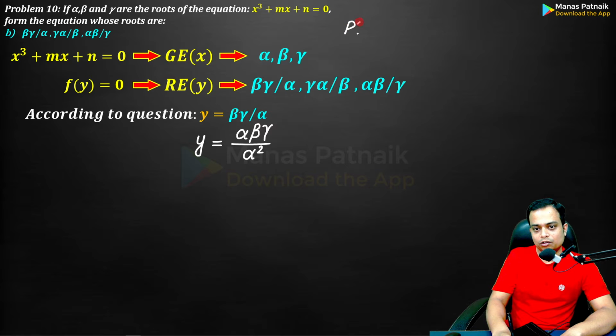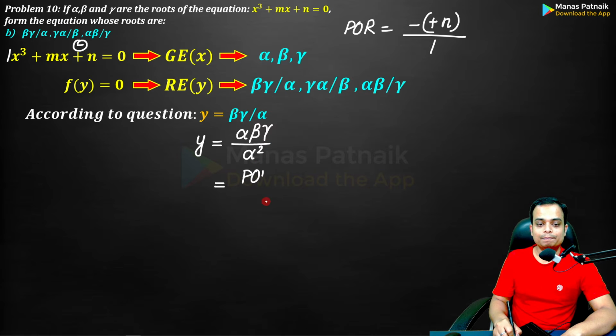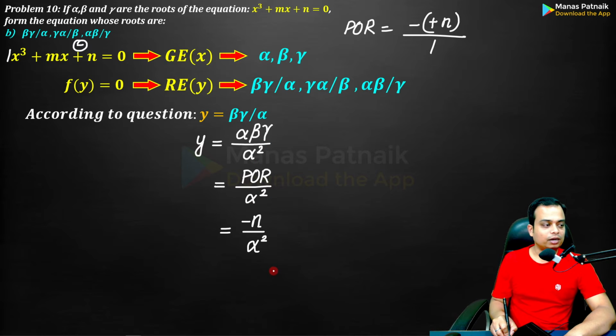So product of the roots is going to be equal to negative of positive n divided by the coefficient of x cube, that is 1. Let me write 1 over here. So this is minus n, product of the roots by alpha square, minus n over alpha square.